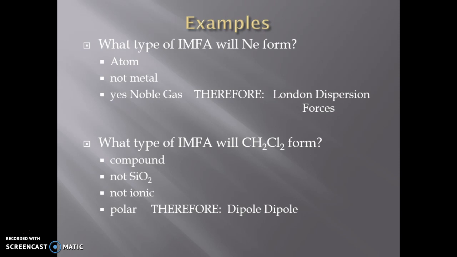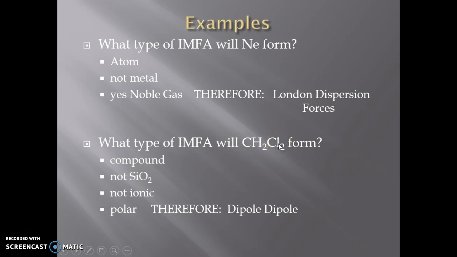Let's look at our second example. What type of IMFA are we going to get if it's CH2Cl2? Dichloromethane would be the name of this. So we look at it, obviously it's a compound. It is not silicon dioxide. It's not ionic. These are all nonmetals, so we know it's not ionic. Now you've got to draw the three-dimensional shape. We know it's going to be tetrahedral.